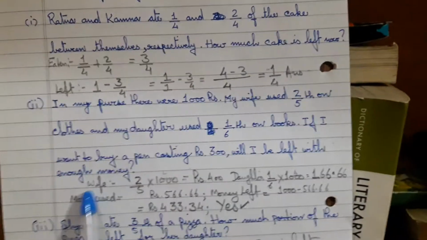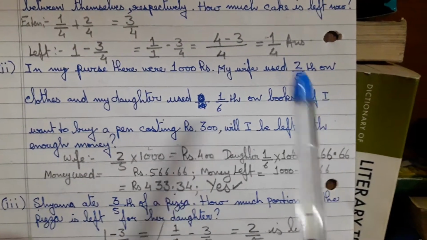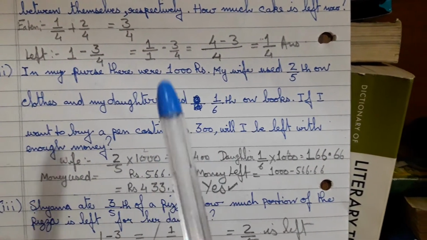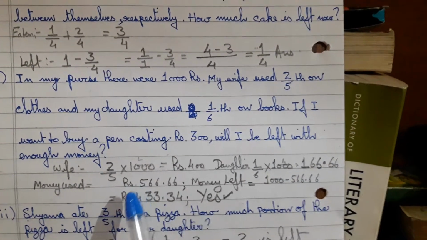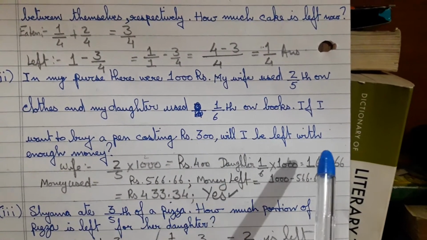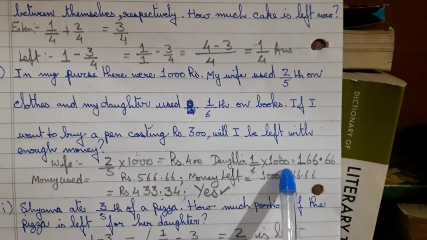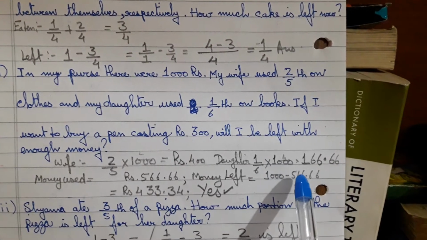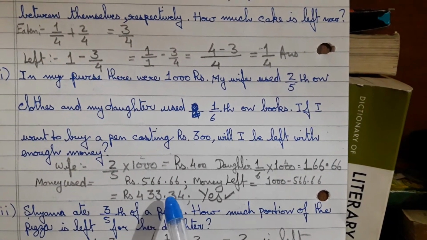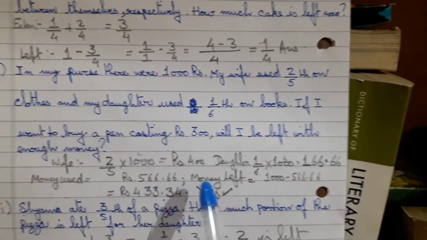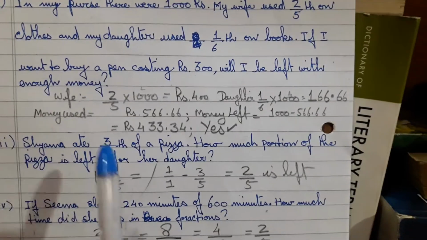Now look at this. This is another very interesting sum. In my purse there were 1,000 rupees. Wife used 2/5. So wife used 400 rupees. Daughter used 1/6. So 166.66. So decimals. Money used. Add this and this. You will get 566.66. Money left. Subtract from the total. 1,000 minus 566.66. 433.34 is the amount left. So yes, you can buy a pen which will cost you 300 rupees.